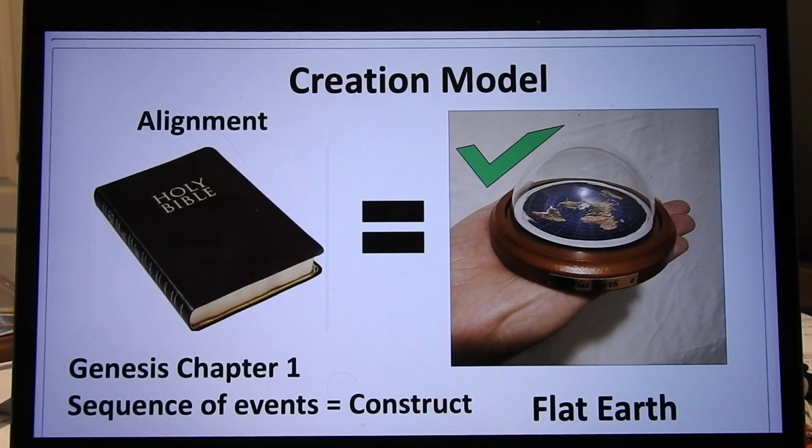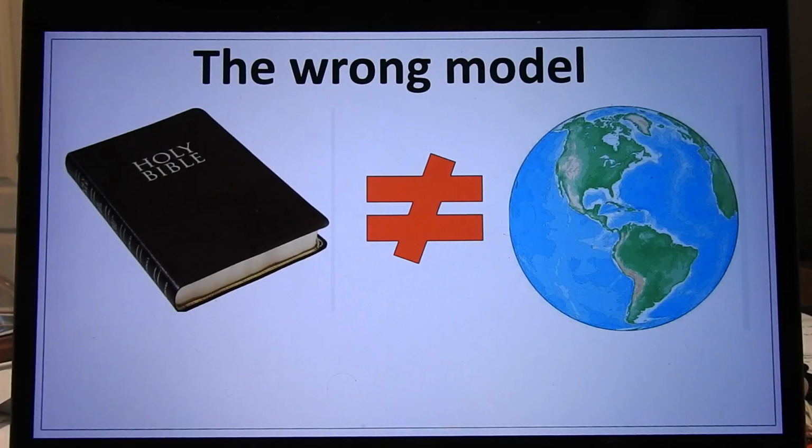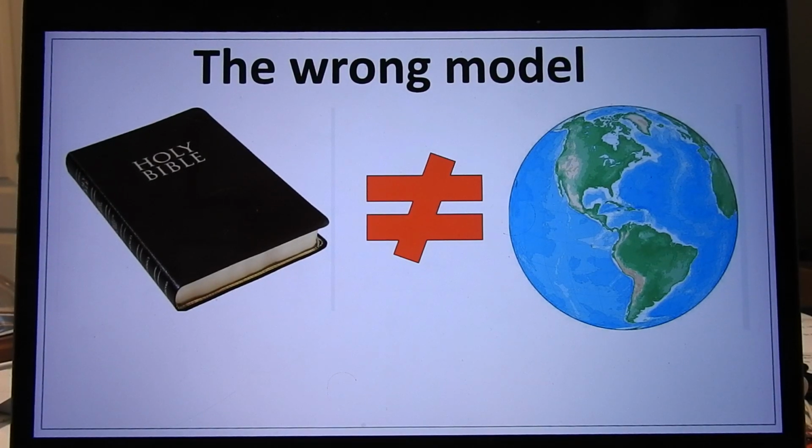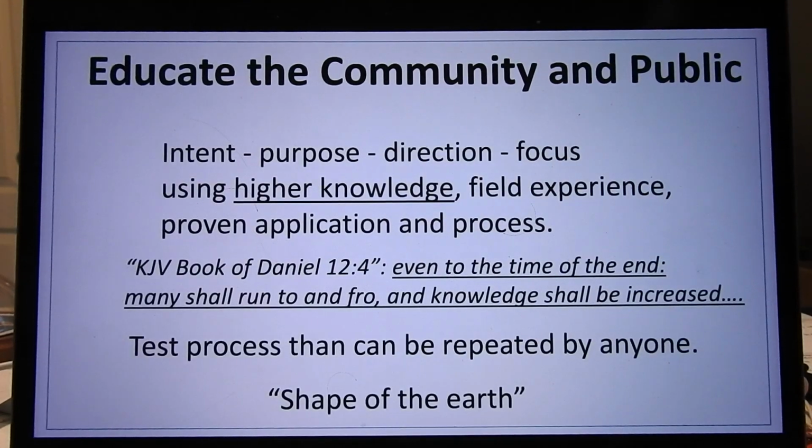Again, this is why the Bible is in alignment with the flat earth model. Everything you need to know is in Genesis chapter 1. The sequence of events is the construct. And this is the wrong model compared with the biblical model, just because of the sequence of events, how it's created. This is the heliocentric. The ball earth is the heliocentric model. And they're not sharing it with anybody, to be honest.